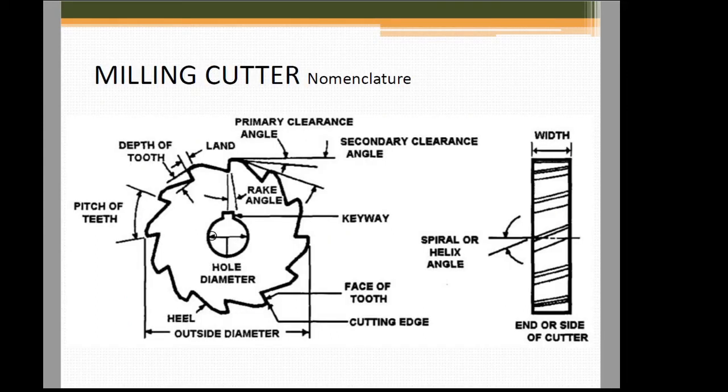The hole diameter. The hole diameter determines the size of the arbor required for mounting the milling cutter. For fixing the mill cutter on the arbor, a keyway arrangement is provided. So the mill cutter can be fixed on the arbor using keys.